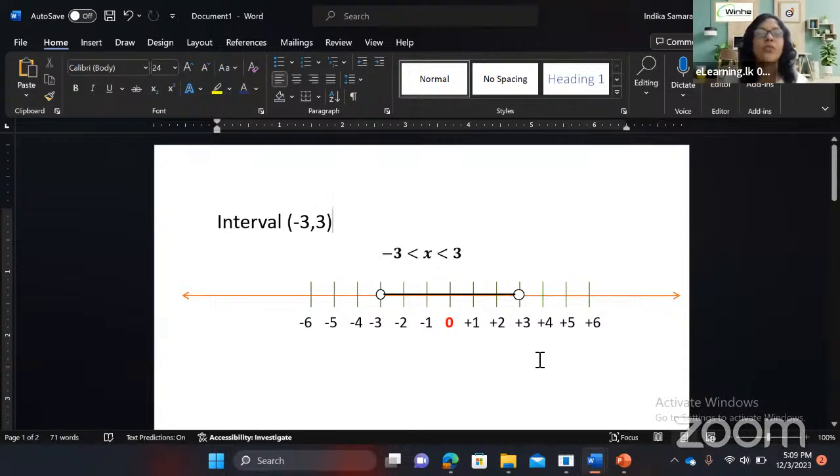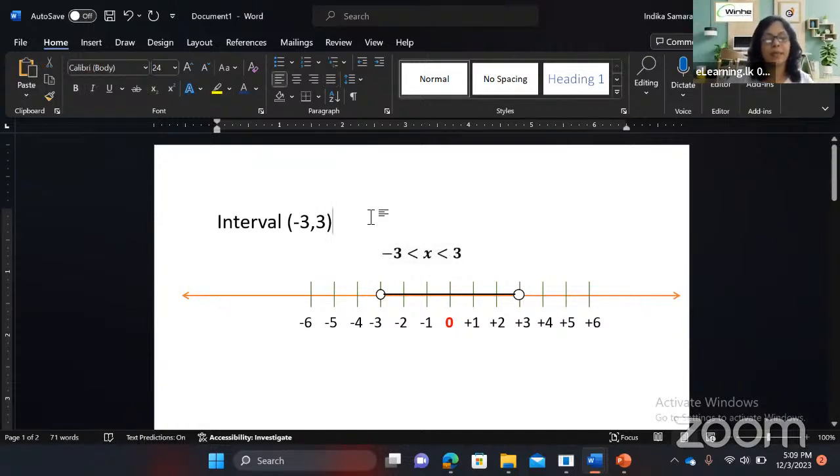That is how we should show the open interval on the number line. When the interval is given in normal brackets, that means it is an open interval. Therefore, you should represent it using this notation.